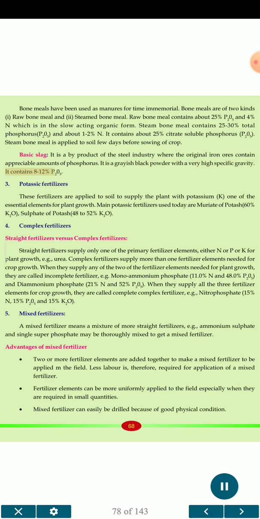It contains 8 to 12% P2O5. 3. Potassic fertilizer. These fertilizers are applied to soil to supply the plant with potassium, K, one of the essential elements for plant growth. Main potassic fertilizers used today are muriate of potash, 60% K2O, and sulfate of potash, 48 to 52% K2O.